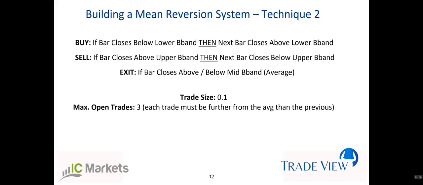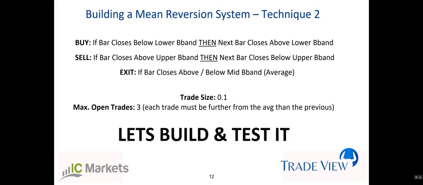But we're going to allow up to 3 trades open. So when 3 trades are open, we'll be trading at 0.3, which was the same size as before. So the maximum trade size is still the same. Each trade must be further away from the average than the previous. So if the price is moving down, we can't enter another trade unless it's lower than the first one, so further from the average. And on the sell side, it has to be higher than the previous trade. Let's build and test this one.